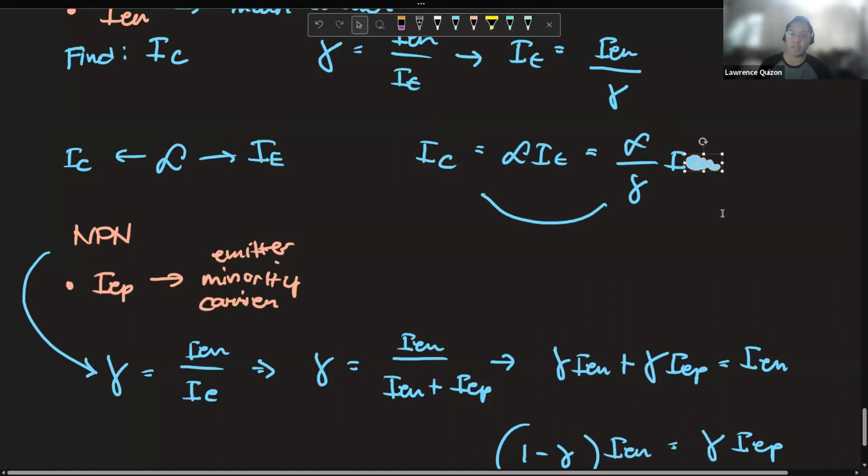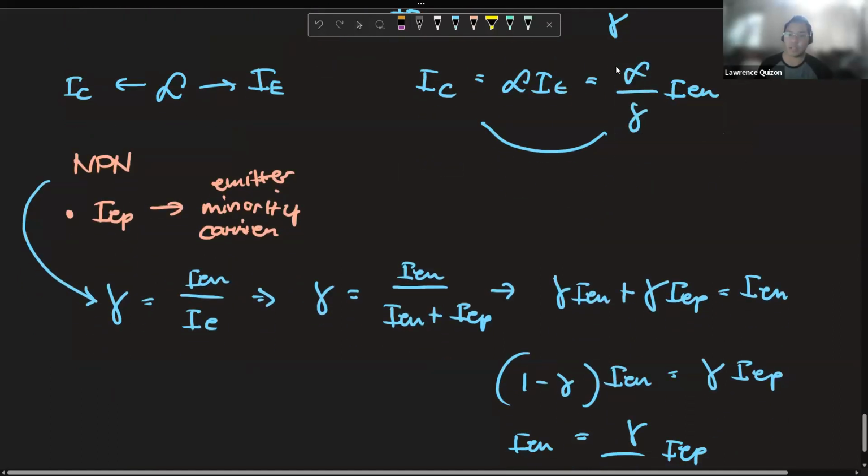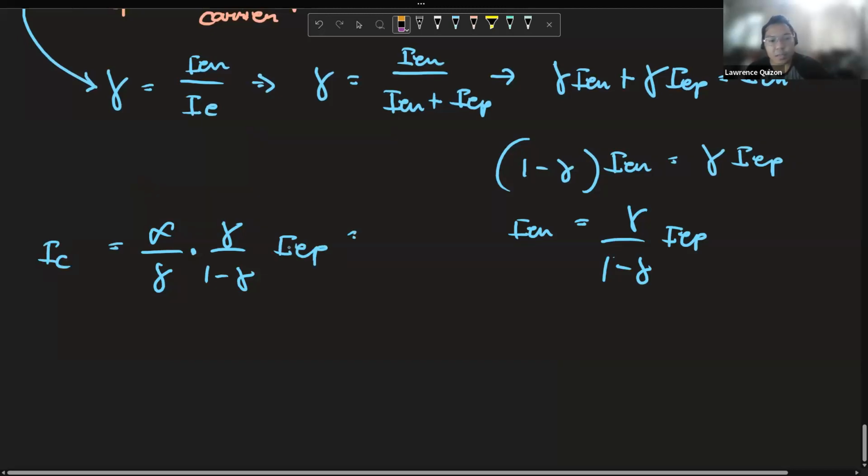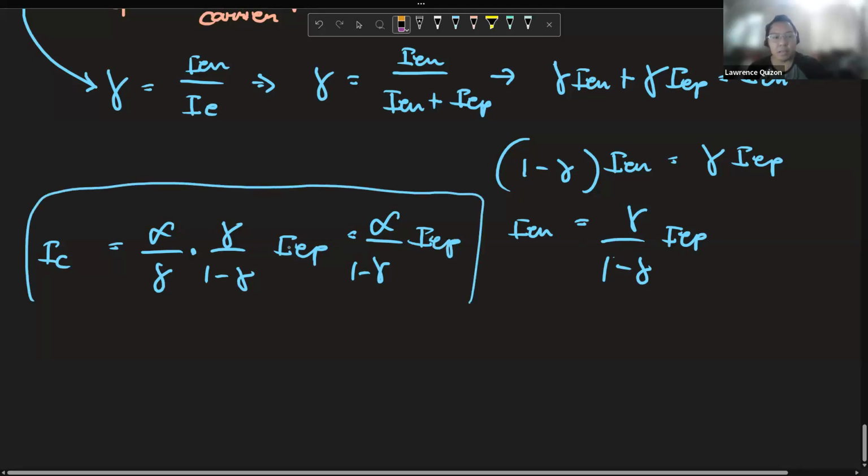And to get IC, we just need to substitute that there, right? So the equation would be like this. Actually magka-cancel yung dalawa. So we have alpha over 1 minus gamma times IEP. So we get current components from that.